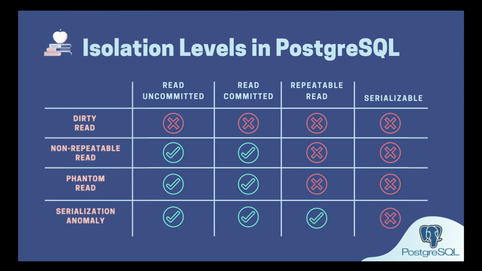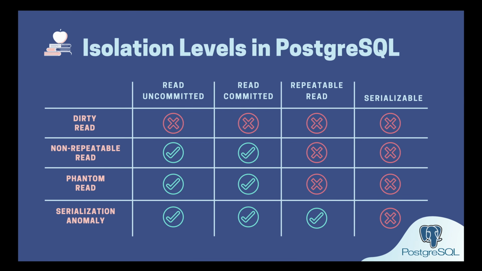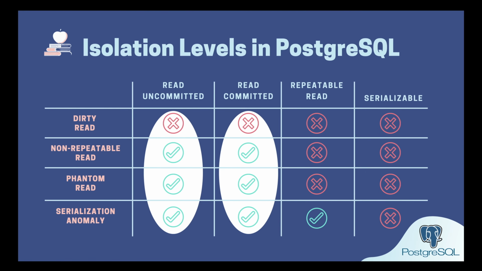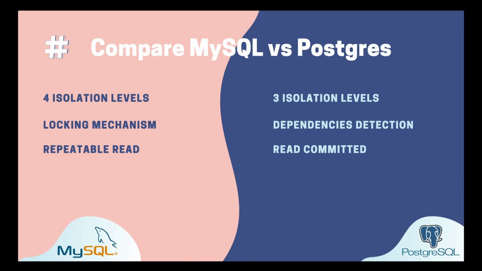The isolation levels in Postgres produce quite similar results. However, there are still some major differences. First, the read uncommitted isolation level behaves the same as read committed. And second, Postgres doesn't use a locking mechanism as MySQL does, but it uses a better dependency detection technique to stop non-repeatable read, inconsistent concurrent update, and serialization anomaly. Also, the default isolation level in Postgres is only read committed, while it is repeatable read in MySQL.